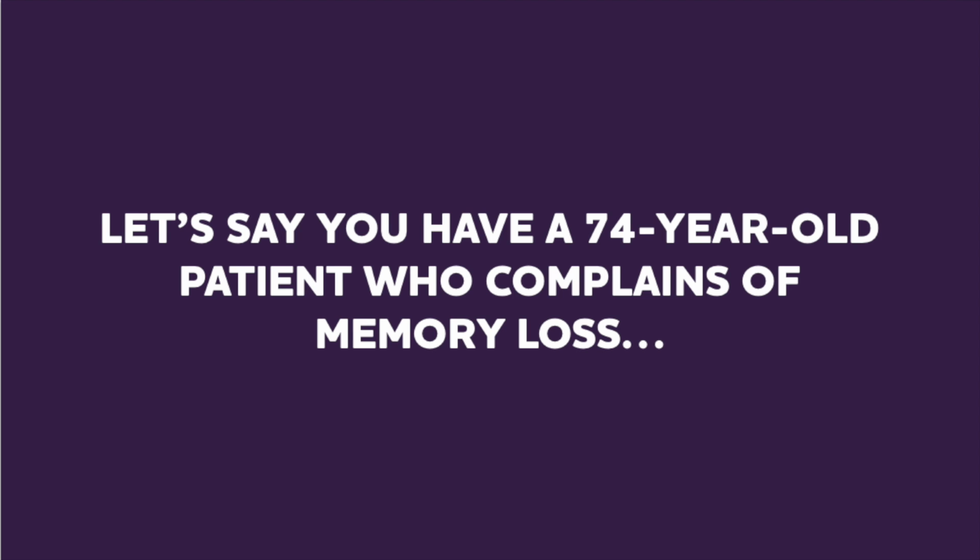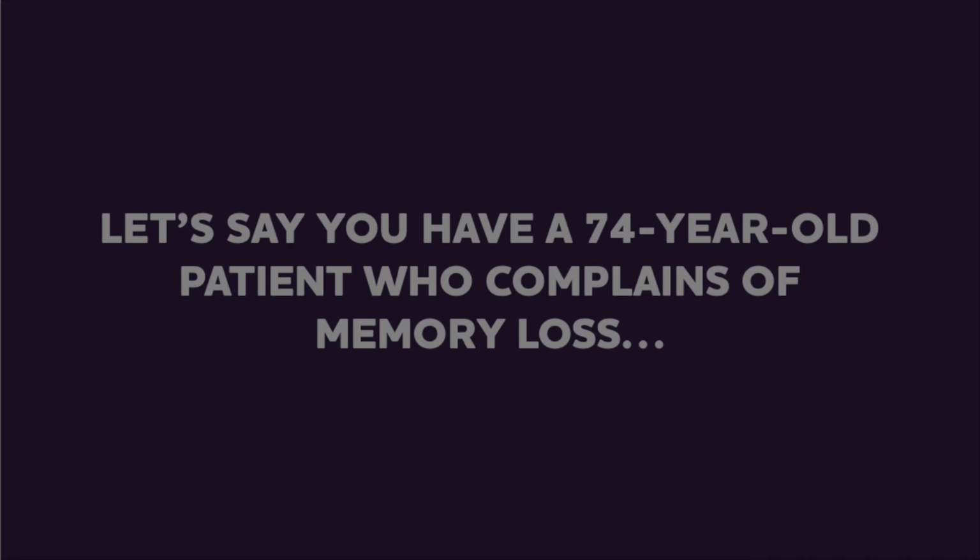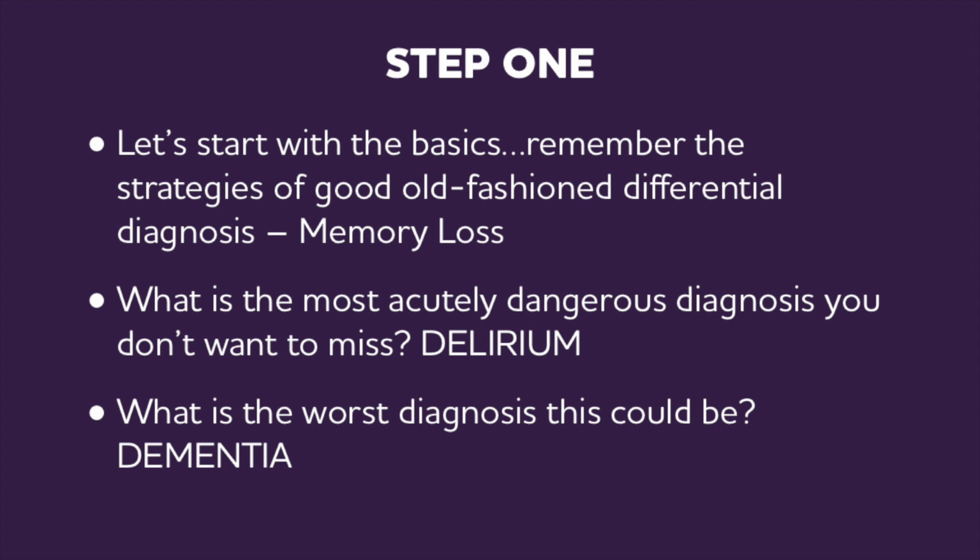Let's say you have a 74-year-old patient who complains of memory loss. Step 1. Let's start with the basics. Remember the strategies of a good old-fashioned differential diagnosis when the patient is complaining of memory loss? Delirium could be the most acutely dangerous diagnosis you don't want to miss. And dementia is the worst diagnosis for your patient.